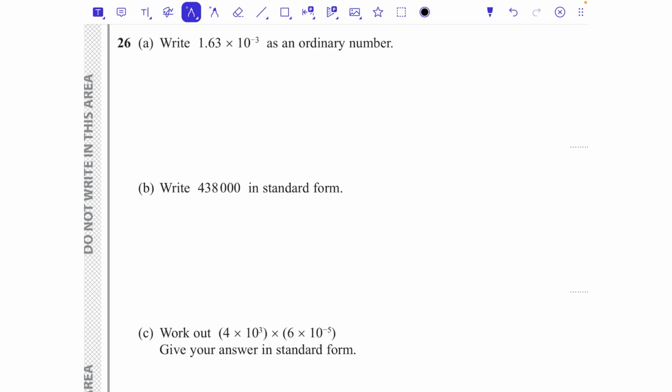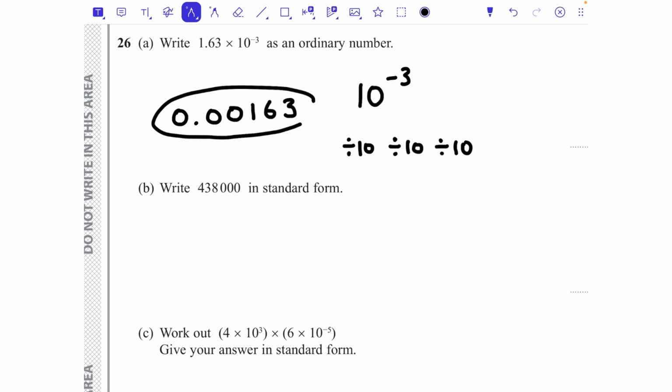So when we have 10 to the minus 3, that means we're going to divide by 10, divide by 10, divide by 10. A negative power means we're dividing by 10. We're making the number smaller by 10 that many times. So 1.63, if we divide it by 10, we get 0.163. If we divide it by 10 again and divide it by 10 again, we're going to get 0.00163, that's the answer for that one.